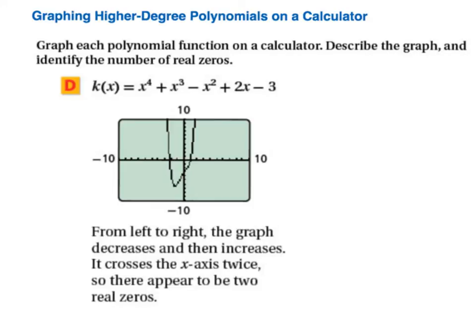x to the 4th plus x to the 3rd minus x squared plus 2x minus 3. From left to right, going this way, the graph decreases and then it increases. It crosses the x-axis twice, so there appears to be 2 real zeros.